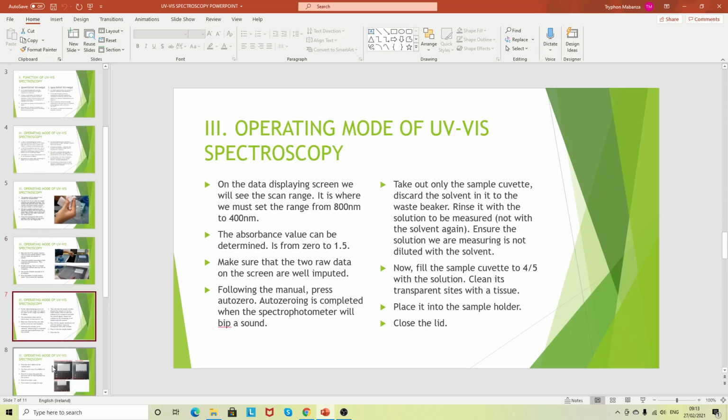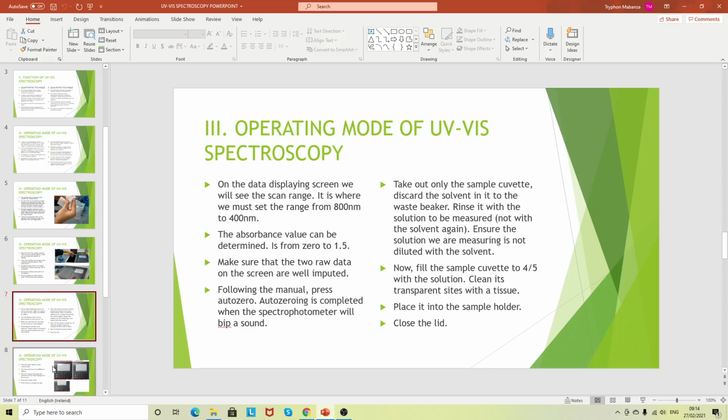On the data displaying screen, we will see the scan range. It is where we must set the range from 800 nanometer to 400 nanometer. The absorbance value that can be determined is from 0 to 1.5. Make sure that the two raw data on the screen are well inputted. Following the manual, press Auto Zero. Auto zeroing is completed when the spectrophotometer beeps.